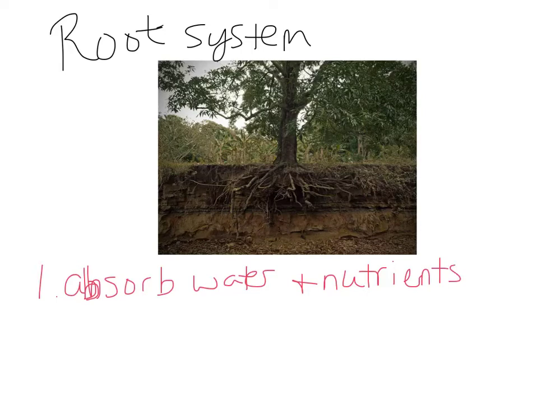Okay, so the roots contain what are called root hairs. Okay, that'll help increase the surface area so that it can absorb even more water and nutrients from the ground. For instance, if this was a root here, on that root would be a whole bunch of extra little folds that will increase the surface area of that root. And those little folds are the root hairs. And so that helps it take in more water as well as take in more nutrients.